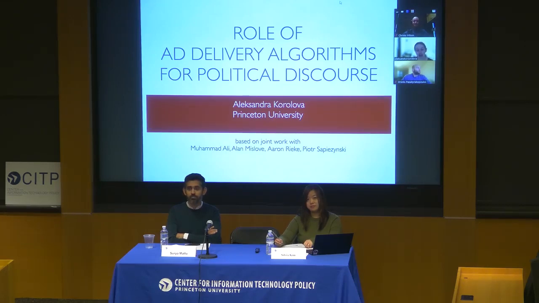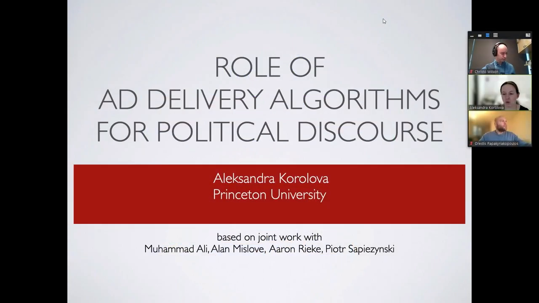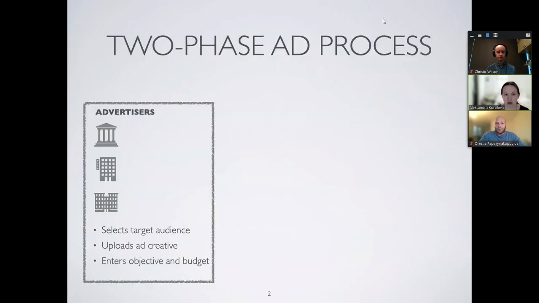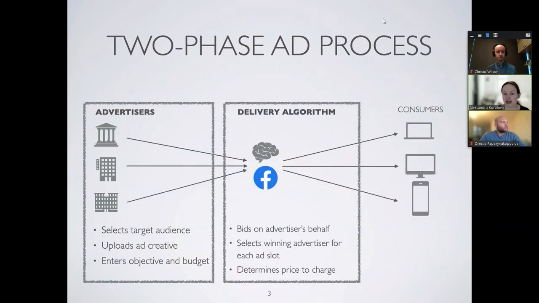So today, what I wanted to talk about is the role of the algorithms that platforms deploy in delivering political content. Up till now, the discussion has been mostly focused on what political advertisers do and the transparency of their actions. I want to bring to your attention that we should also be focusing on what the platforms do. Specifically in advertising, it's a two-phase process. The first part is when the advertisers select a target audience, upload an ad creative, enter their objective and budget, and have their campaign run. But there's a second part, which is the delivery algorithm.